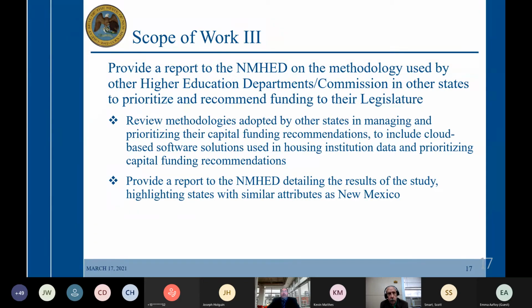And there's a certain tendency to think the grass is greener. We hear about another state where they got a lot of money or another school where they got a lot of money. And so what we wanted to do was to look at what the other states do, how they manage their priorities, what kind of software solutions they have, and what kind of results they get from those, and how does it really work. And then, of course, we had to bundle that up in a report and make it available.